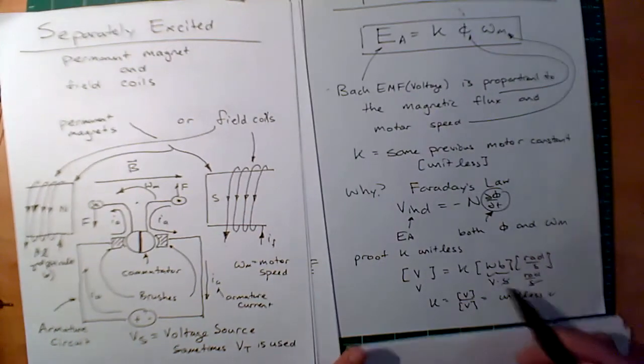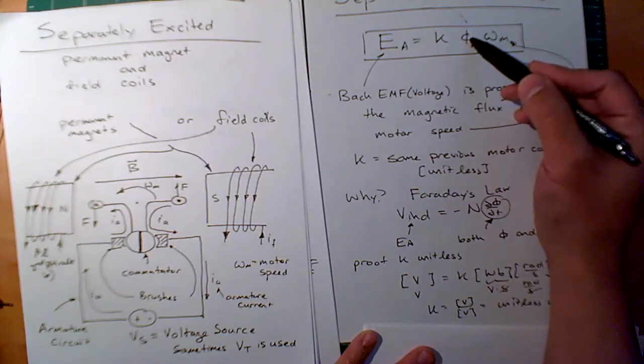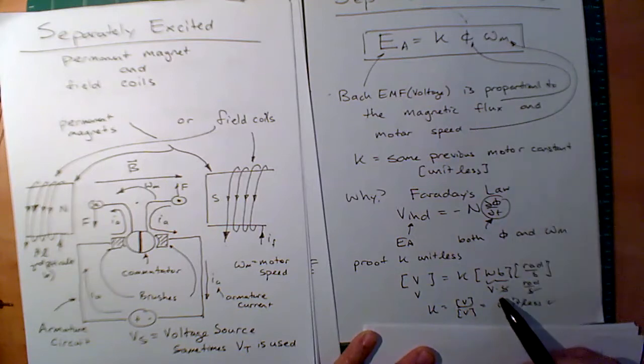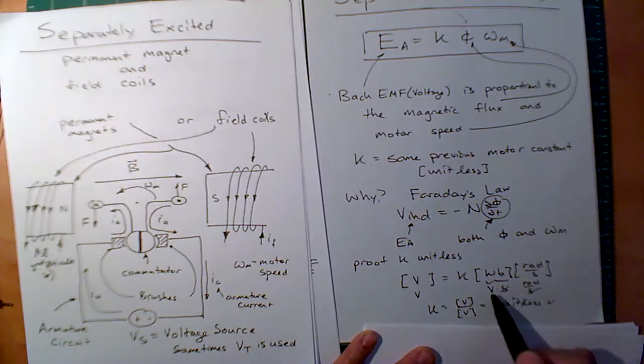And here again is just another simple proof. If we relate it in voltage and Webers and radians per second, do we still get K as unitless? We sure do. And you can see it here. Weber is a volt second, radians per second, seconds cancel. I have a volt and a volt, they cancel, boom, K is unitless.